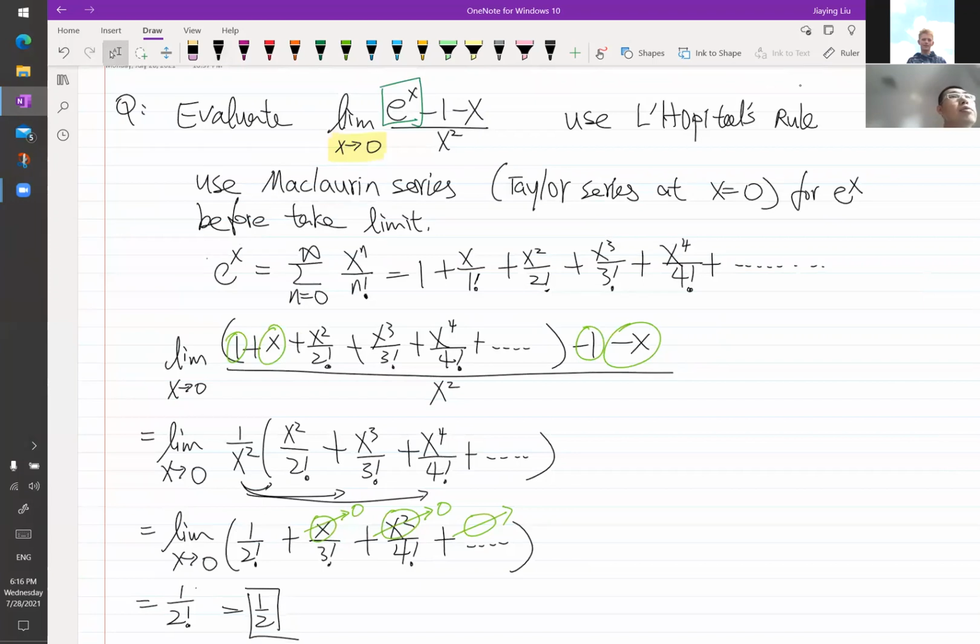Okay, so here's a question: where do we get the minus 1 minus x at the end? That's in the given question. The question says evaluate this limit. It has e to the x minus 1 minus x in the numerator.